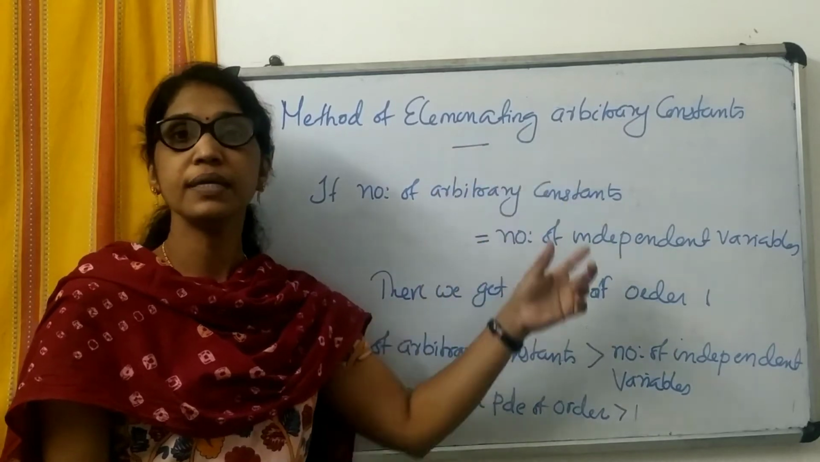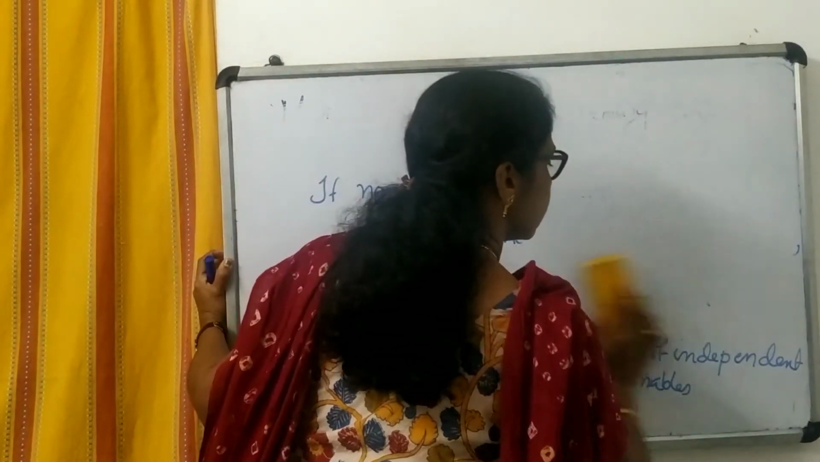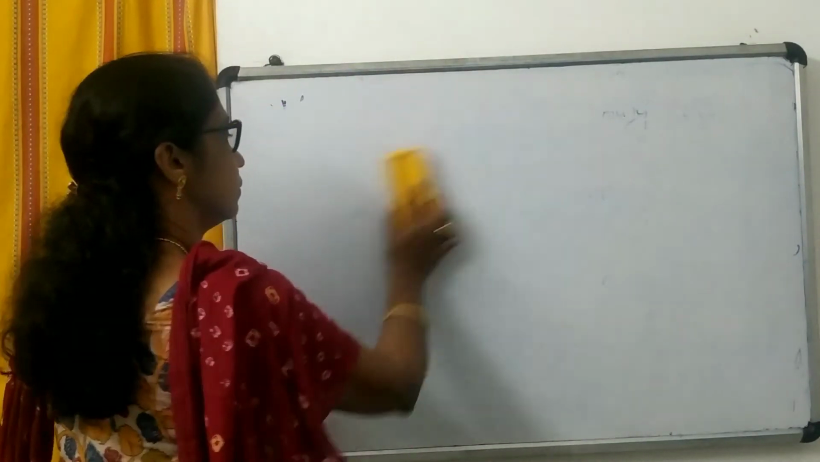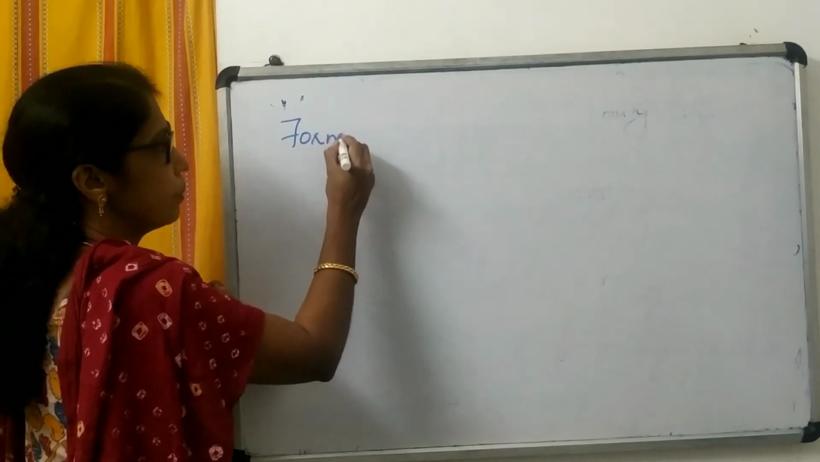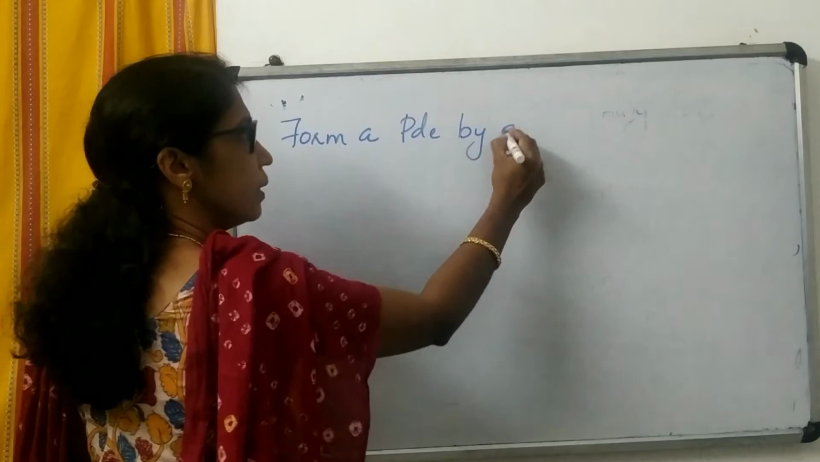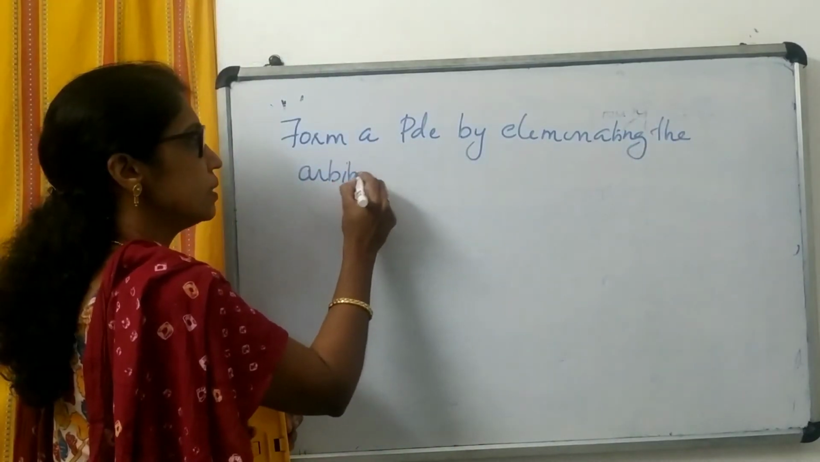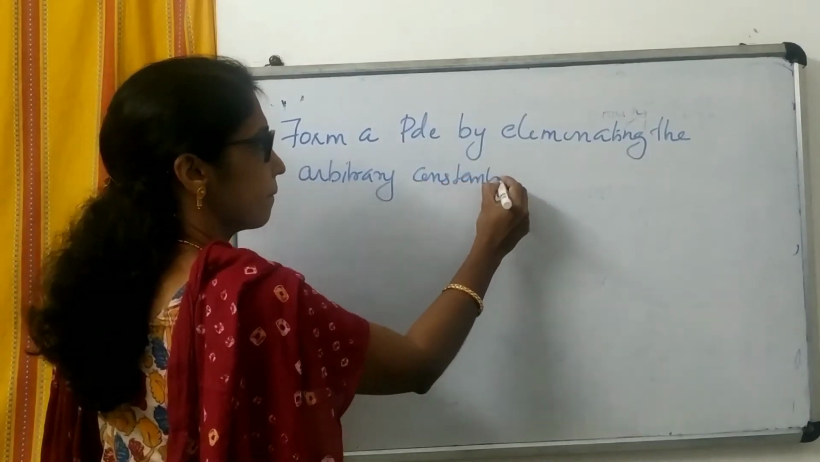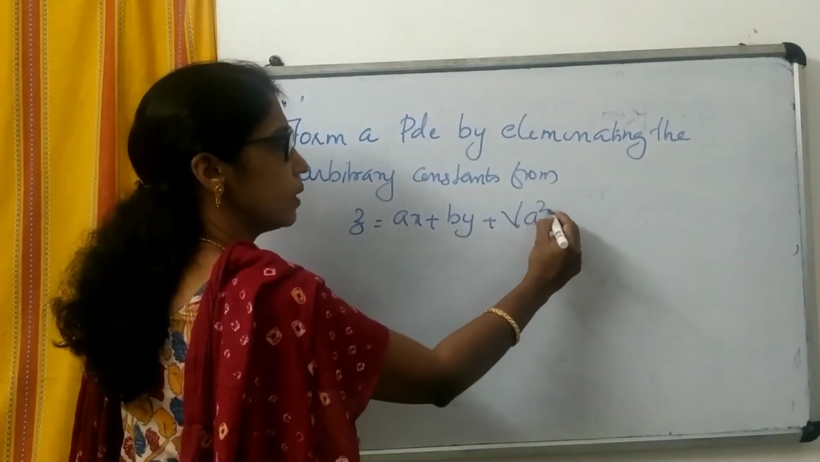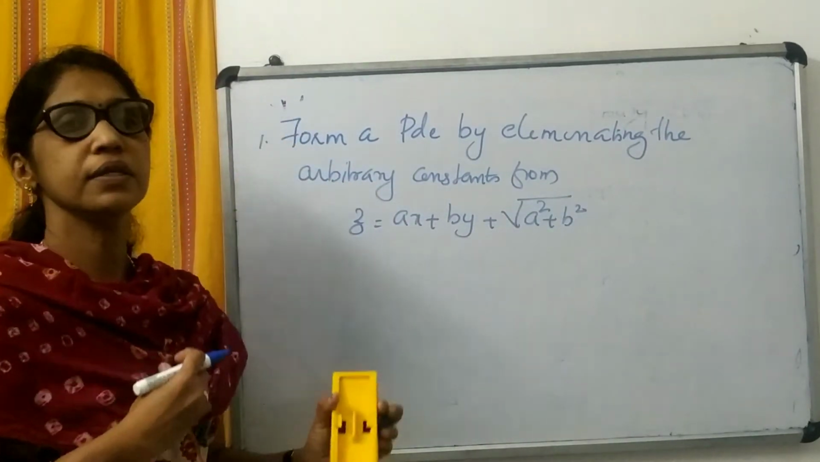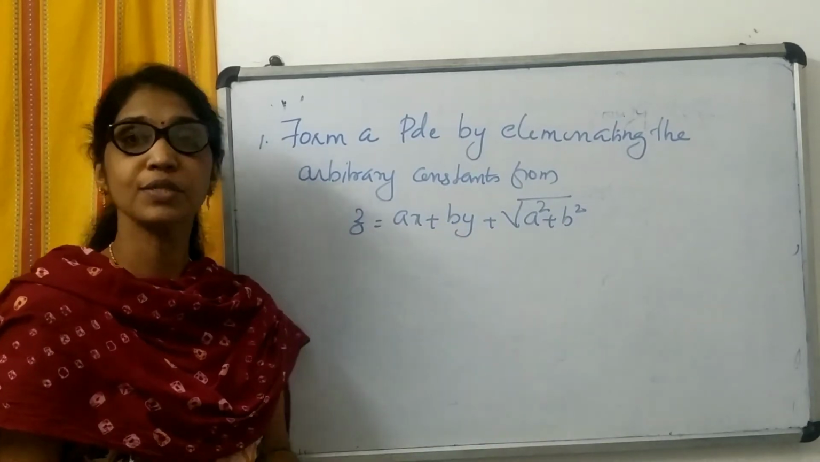Okay, so this is the method of eliminating arbitrary constants. Now we are going to some problems. Now the first question: form a PDE by eliminating the arbitrary constants from the equation z equal to ax plus by plus square root of a square plus b square.